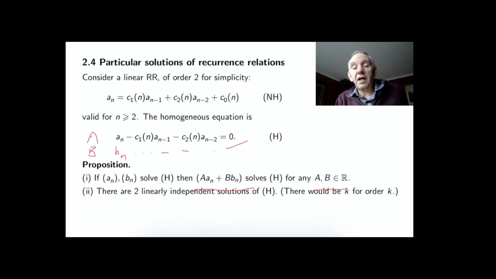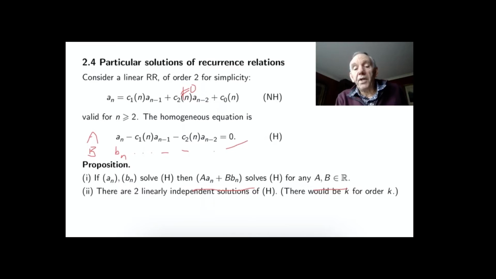Now it turns out that if the equation is of genuine order 2, so that would require C2 in particular to be non-zero, assuming this is not identically 0, then we do have order 2, and we will in that situation be able to find 2 independent solutions of the homogeneous equation.